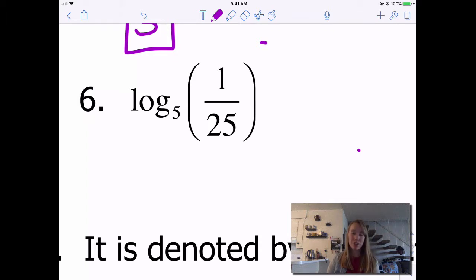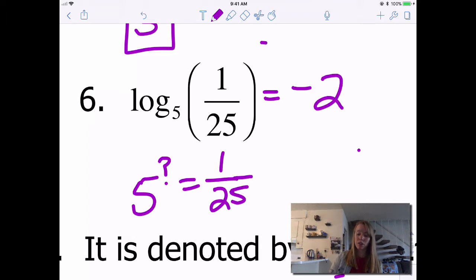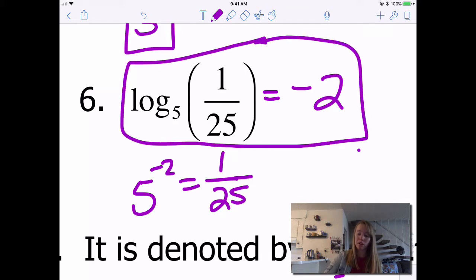And finally, I've got a fraction thrown in here, so it might be a little weird. 5 to what power gives me 1/25? Well, to get a fraction, remember that to flip our number, I've got to have a negative. And then I want to have 5 go to 25. That sounds like I'm squaring. So if I took 5 to the -2, I would get 1/25. So my answer is just the number -2.